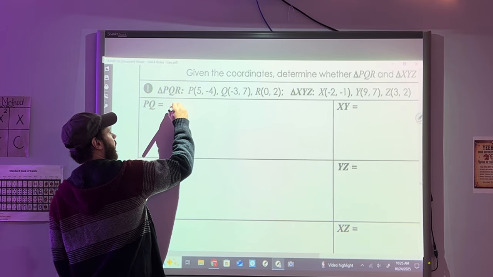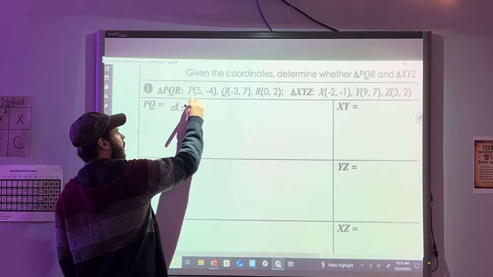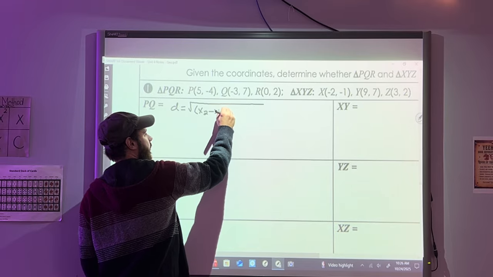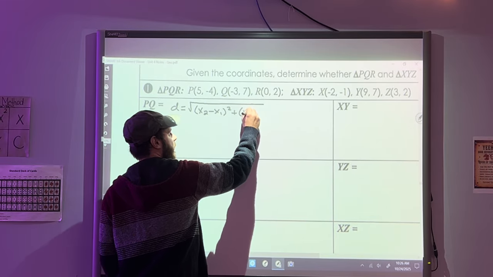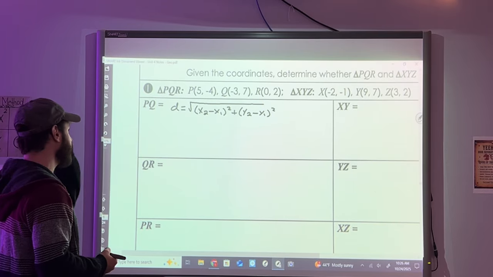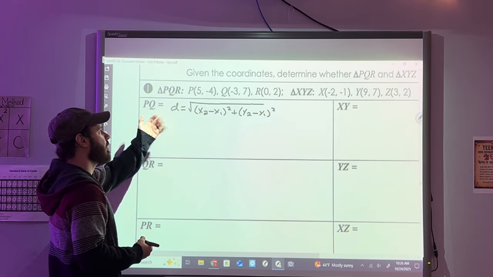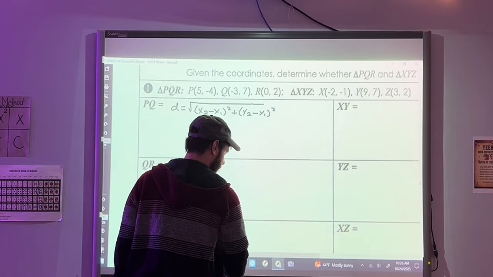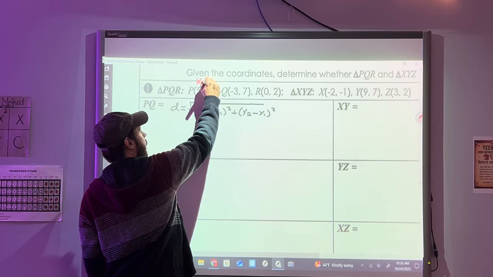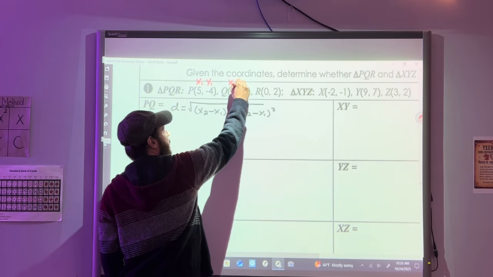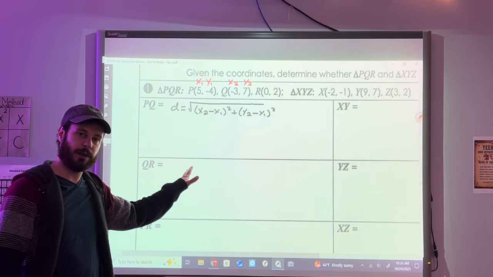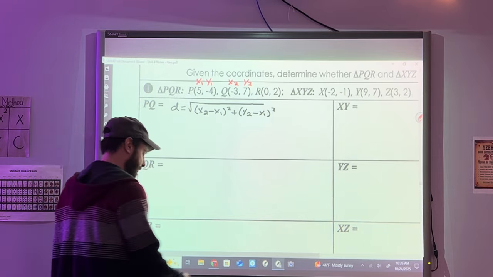So the distance formula: distance equals the square root of x2 minus x1 squared plus y2 minus y1 squared. It tells me PQ is the one I'm going to be doing in this box. For this problem, I'm going to label this x1, y1, x2, y2. As I go forward and do the other ones, I'm going to remove that label. But for now, this is what I'm going to do.